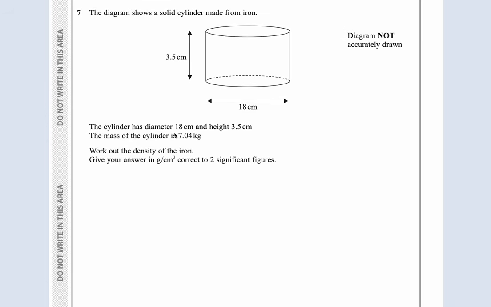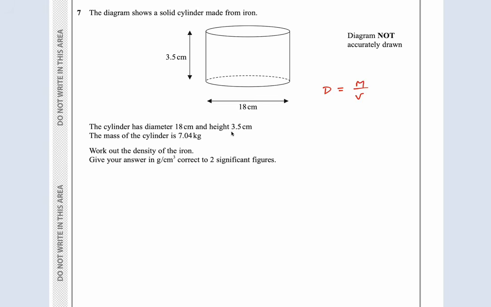Question 7. It's a solid cylinder made from iron. It has diameter 18 and height 3.5. Mass is this. Work out the density. The density formula, guys, is in the formula booklet. No, sorry, it's not in the formula booklet. It's M/V. It's mass per volume.